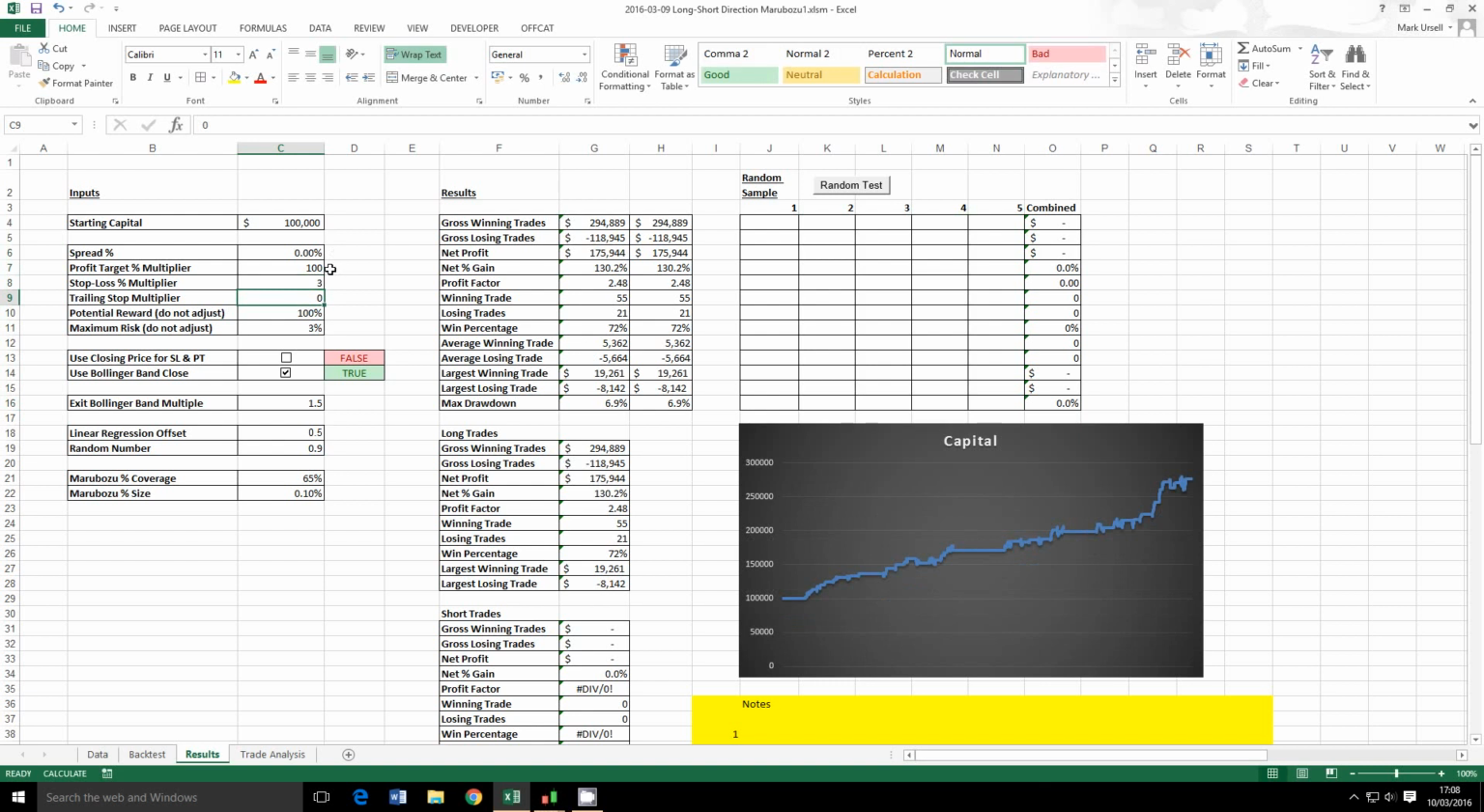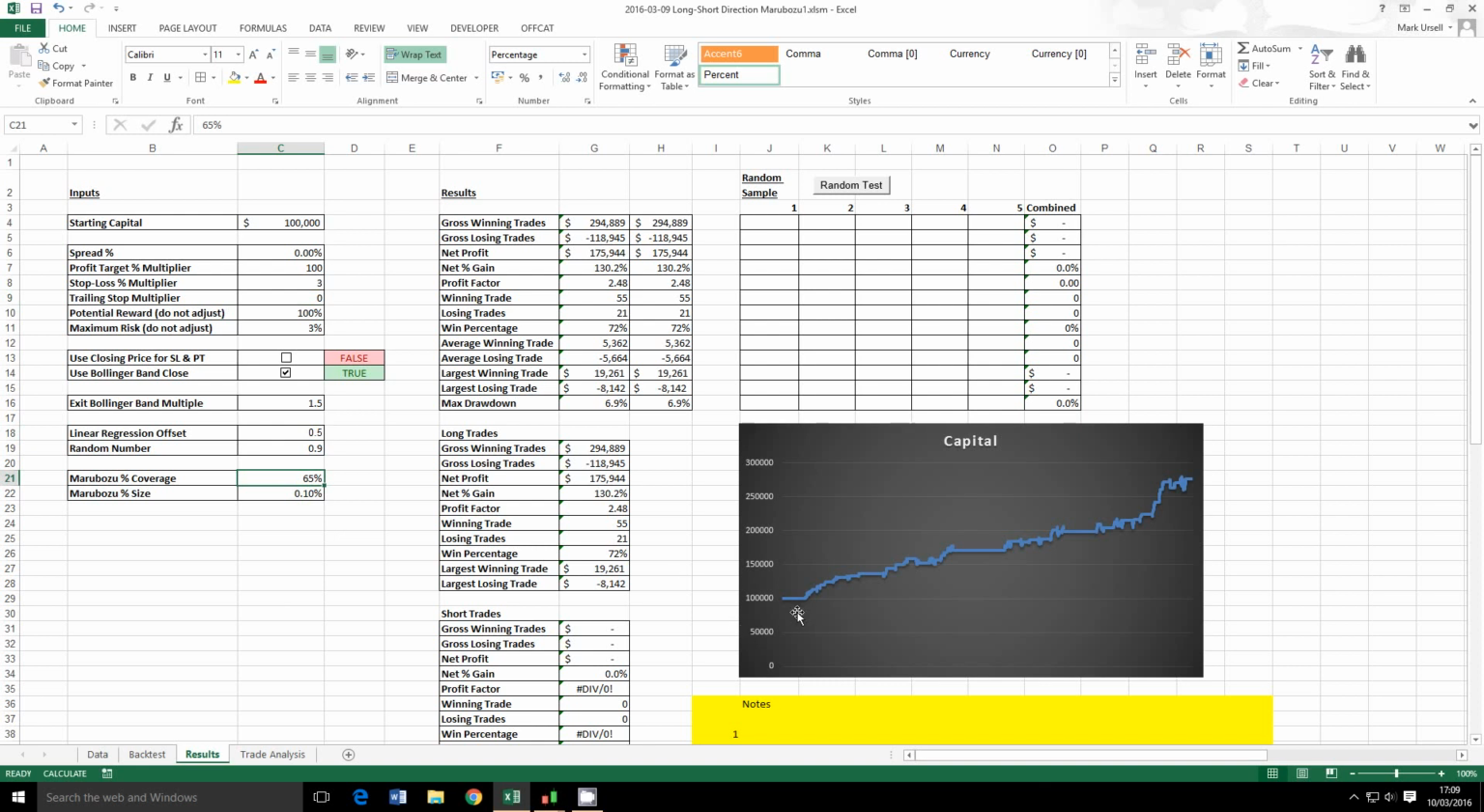Okay, so what are some of the things that I've included in this version? Well, I have used a stop loss. I haven't used a profit target. I've used a Bollinger Band. I've slightly tweaked it here. I've gone for a multiplier of 1.5 rather than 2. I've used a linear regression offset of 0.5 standard deviations, and when I was saying about the candlestick entry, I'm using a coverage here of 65% of the entire candle height.